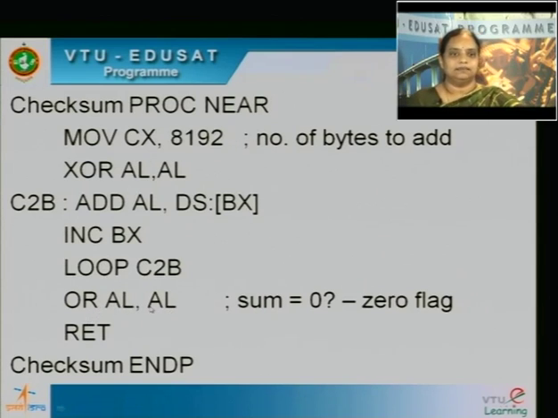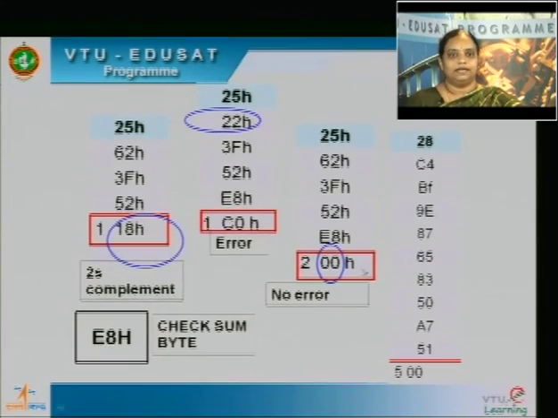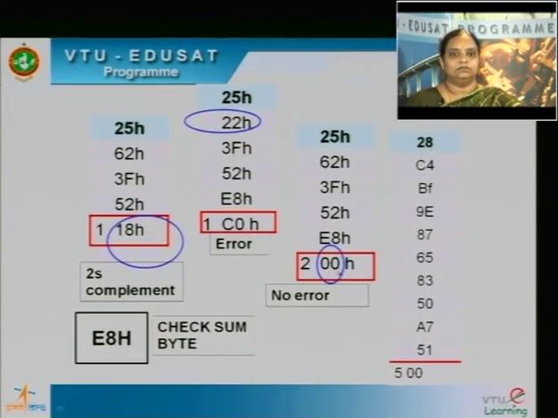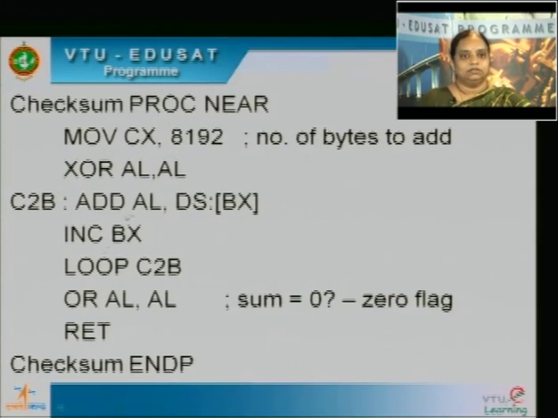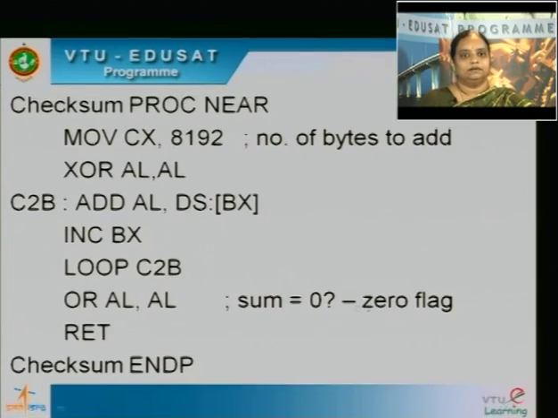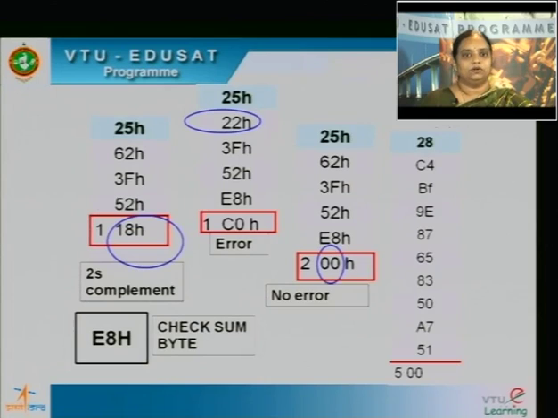AL contains the sum. If AL is 0, when you OR AL with AL, the zero flag is set. If the zero flag is set, it implies the sum is 0 and hence there is no error. If the zero flag is not set, it implies that there is an error. So this is a simple checksum procedure wherein we check whether a corruption has happened or not.